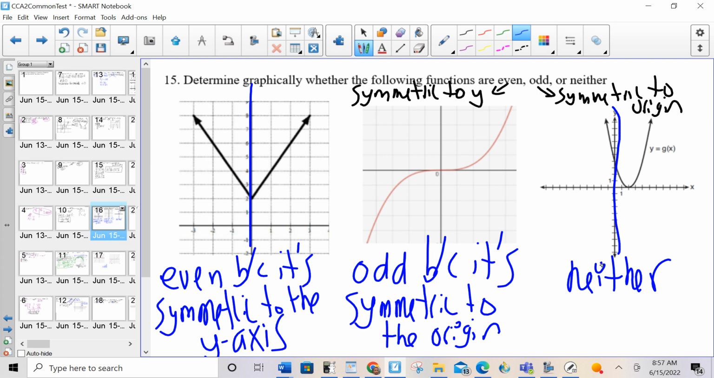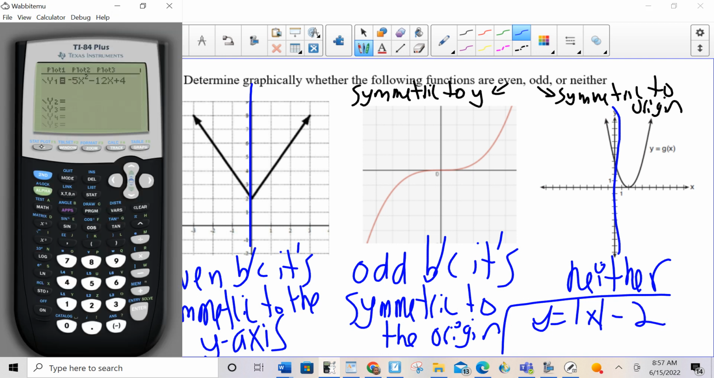If they want to know if y equals the absolute value of x minus 2 is even, odd, or neither, then just go to your calculator, go to y equals, type in alpha window 1, absolute value of x minus 2, look at the graph. Is that symmetric to the y-axis? Yes, it's an even function because it's symmetric to the y-axis.